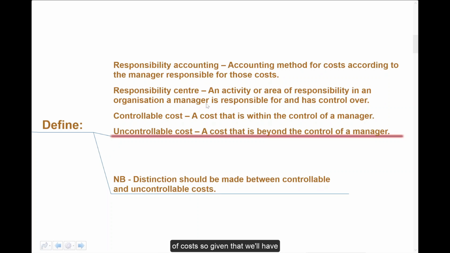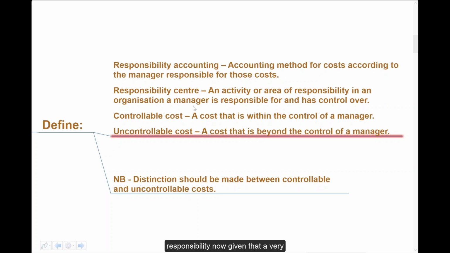So given that, we'll have different types of responsibility center. Now, there may be a focus on costs, there may be a focus on profit, there may be a focus on revenues or perhaps investments. So let's note that there are several different types of responsibility centers, and really all they are is an area or an activity where we could link a manager's responsibility.